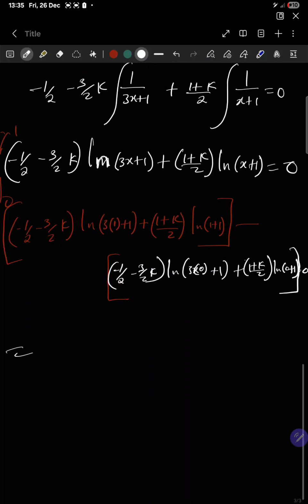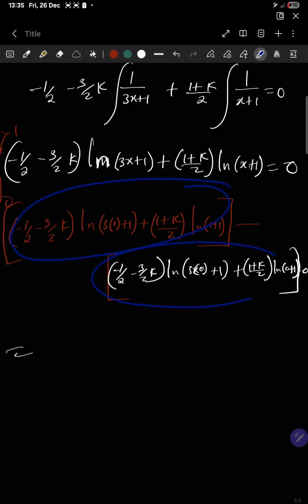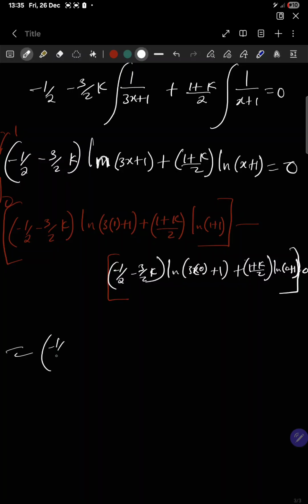Now from here we work out what is in the first bracket, and then we also go to the second bracket. Remember our main aim is to find the value of k. So what we're going to do here is that we have natural log of 3 times 1 is 3, plus 1 is 4. So we have the first one, which is negative 1 over 2 minus 3 over 2k, natural log of 3 plus 1, which is 4, then plus 1 plus k over 2, natural log of 1 plus 1, there is a 2. This is our first bracket.